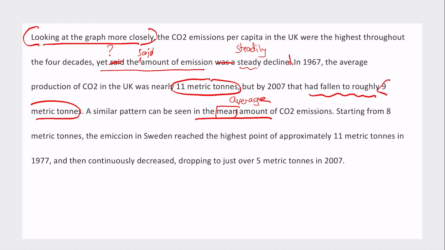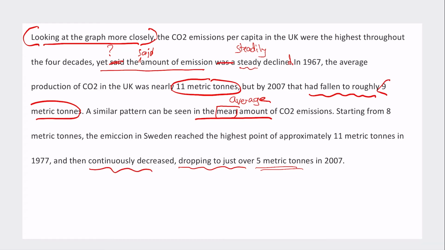Starting from 8 metric tons, the emissions in Sweden reached the highest point of approximately 11 metric tons in 1977 and then continuously decreased, dropping to just over 5 metric tons in 2007. Yeah, I like this. This is a really nice detailed paragraph. They've picked out key points of information. They've given me some specific numbers. They've described it dropping to just over, continuously decreasing.